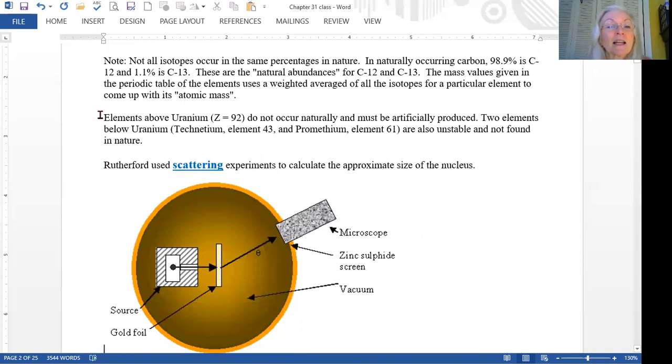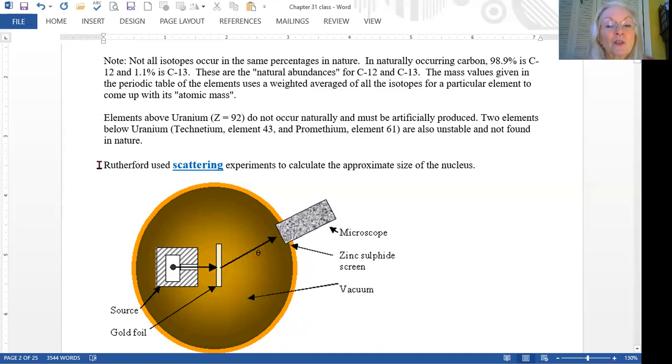An element that is above uranium. So uranium is element 92 on the periodic chart. Anything above uranium, so transuranium, does not occur naturally. It's unstable enough that if it once existed, it's all changed into something else. But we can artificially produce them with a little bit of nuclear physics magic. There are two elements below uranium, technetium and promethium, that are also so unstable that none occur naturally on Earth, and they have to be produced in the lab if you want to use them.